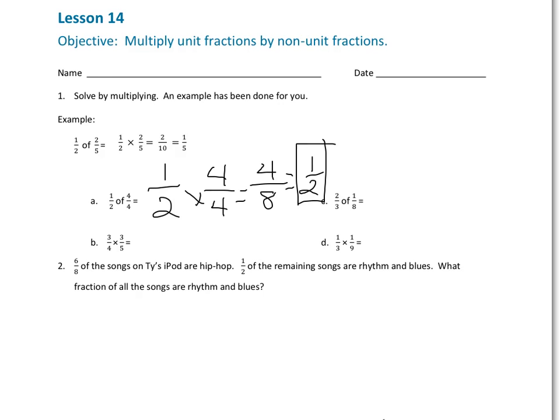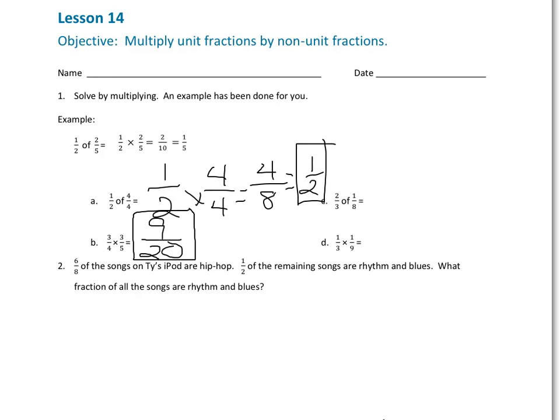Let's take a look at 1B. 1B says 3/4 times 3/5. Let's multiply the numerators first. 3 times 3 is 9. Now let's multiply the denominators. 4 times 5 is 20. And that is in simplest form. So 3/4 times 3/5 would equal 9/20.